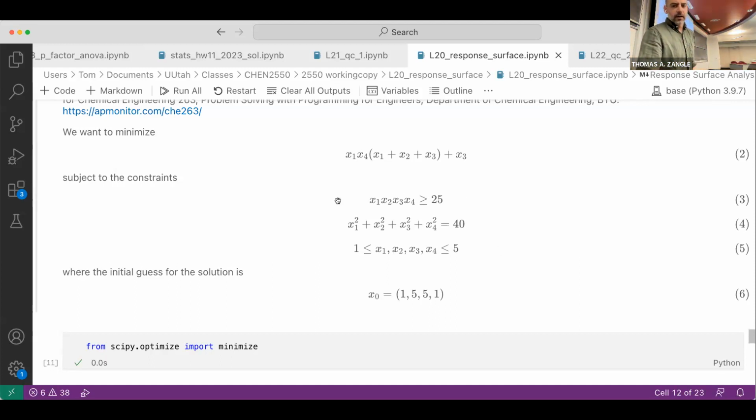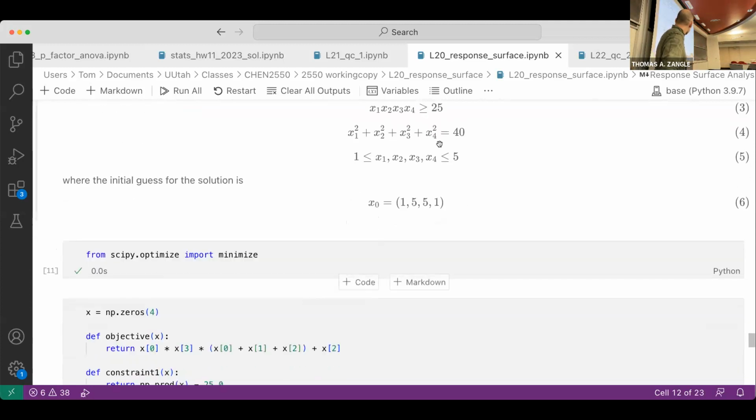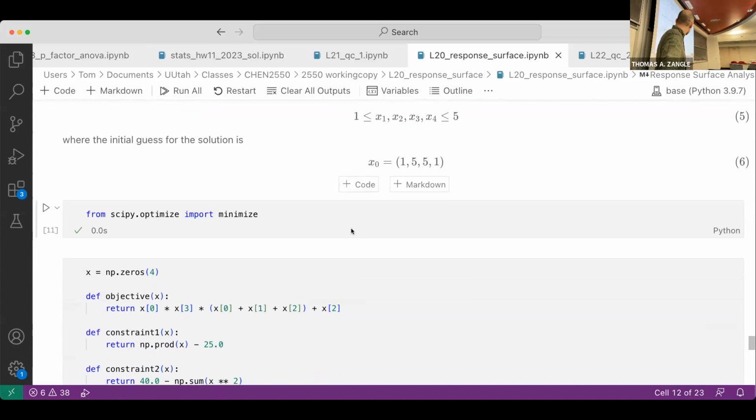And so in this example, we're going to try to minimize this. Think of it as like our cost function. So we're trying to minimize whatever that cost is, subject to these constraints. All right, so this defines some limits that we cannot exceed. And we're given an initial guess for our x1 through x4 based on previous data, intuition, or maybe just a good guess to start with.